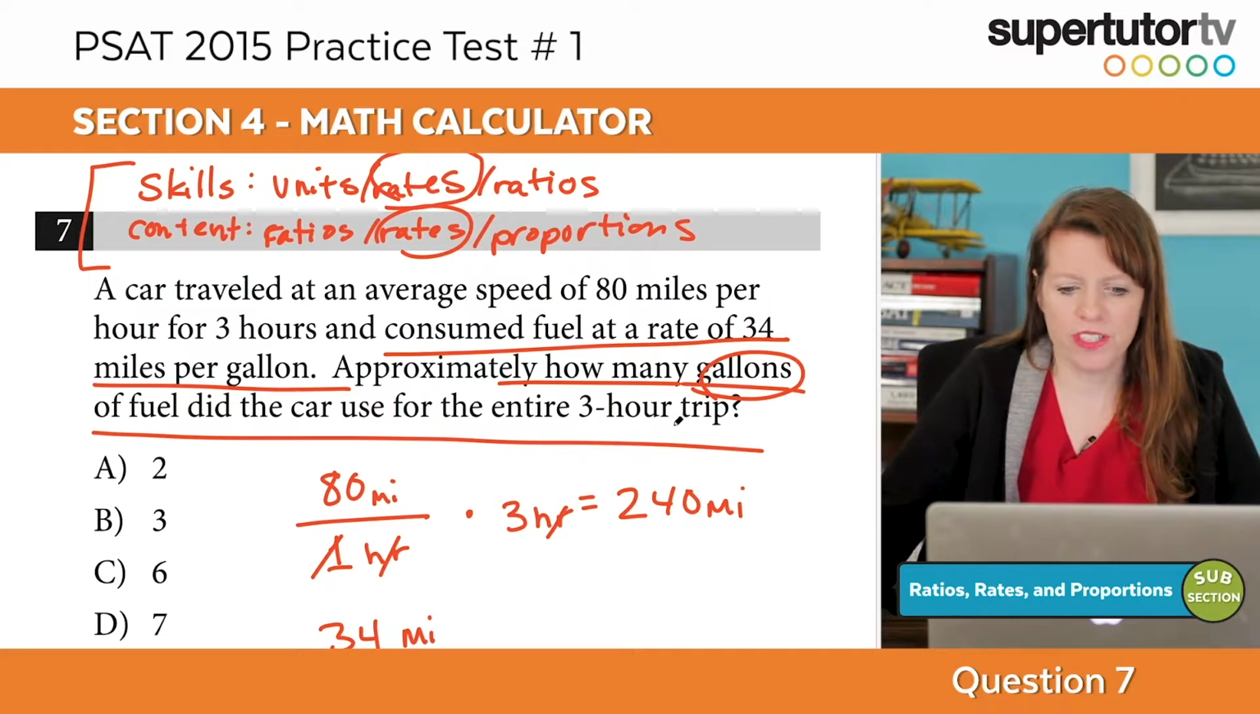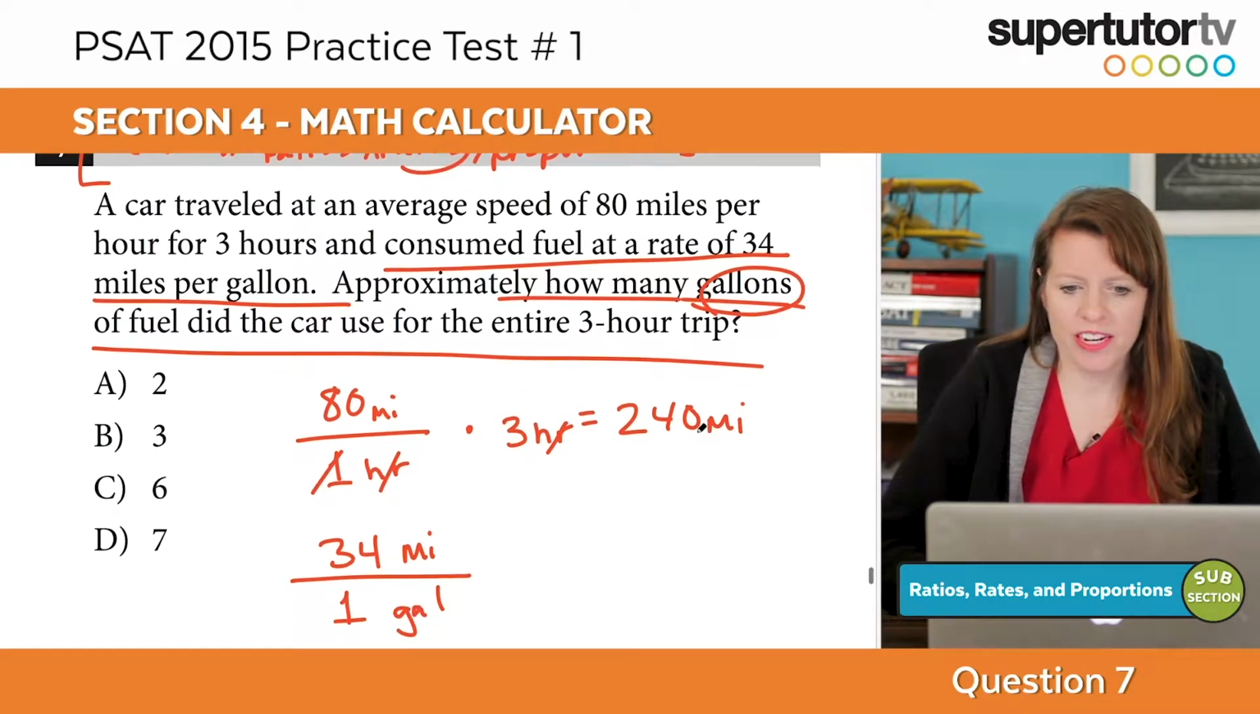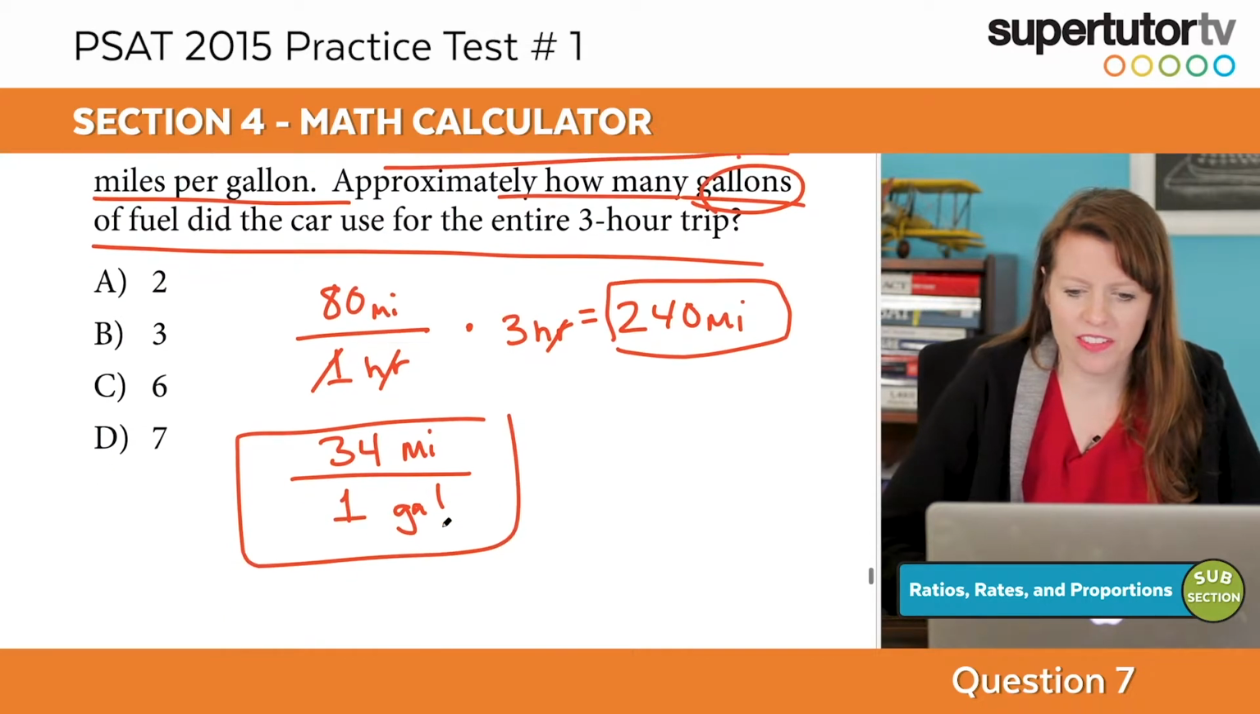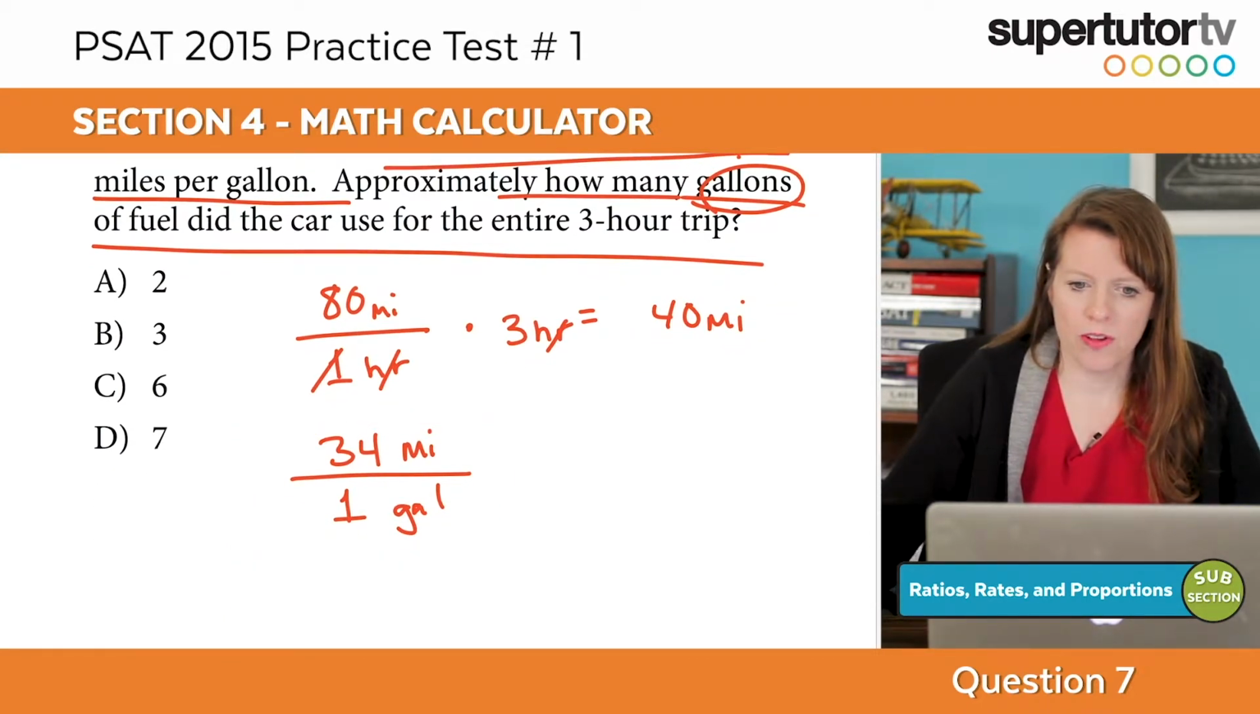How many gallons of fuel did the car use for the entire 3-hour trip? So now I need to use this and combine it with this idea of 34 miles per gallon. I know this, right? And I know this. How do I turn that into gallons? Well, I can do 2 things. I can either create a proportion, right? If you guys like to create proportions. And the proportion would be miles over gallons equals miles over gallons, right?